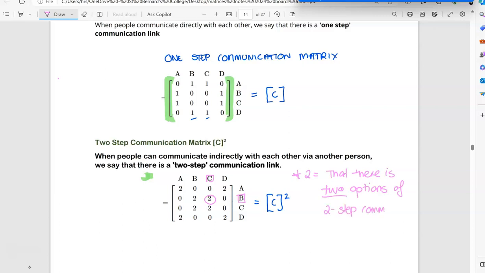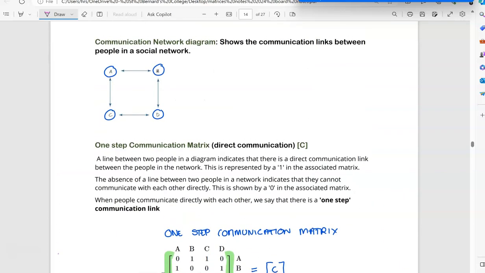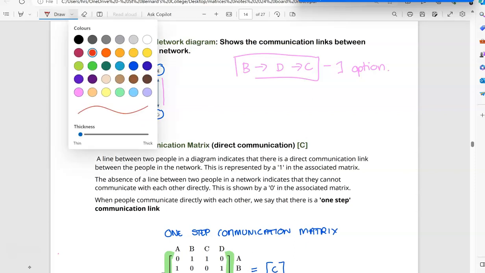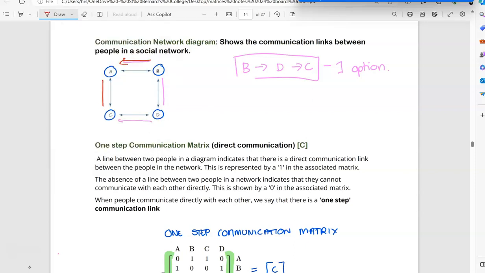So we'll go back and have a look at that diagram. It means that there are 2 options from B to get to C via 2 steps. Here's one way: B to D to C. Can you see that's one option? Yeah? And we can do another way. It could have gone this way, couldn't it? I'll do it in another color so you can see. My other option could have been B to A to C. So there you go, there's the second option.